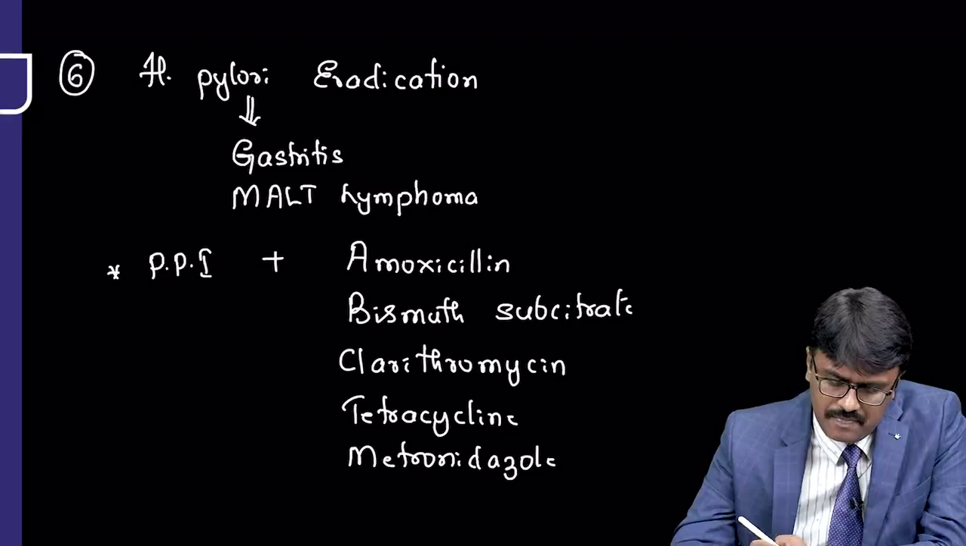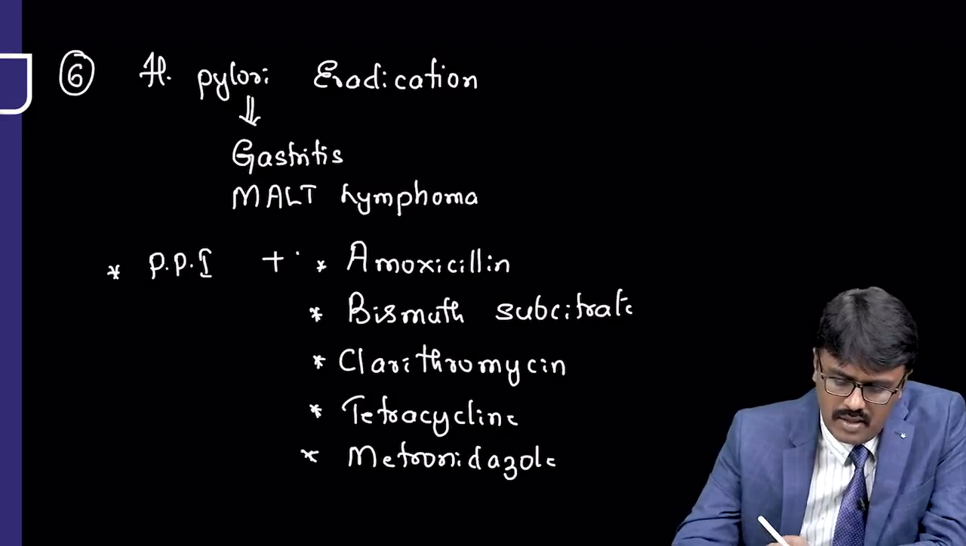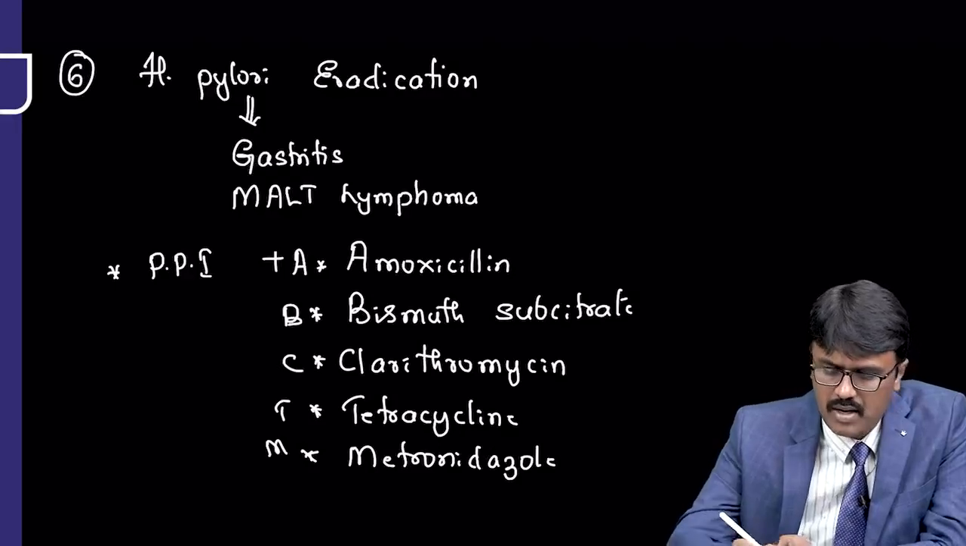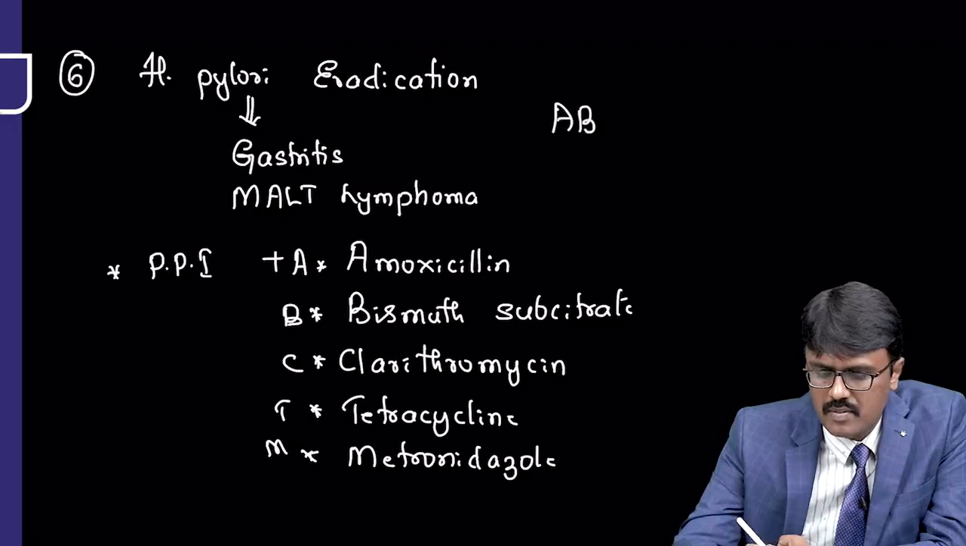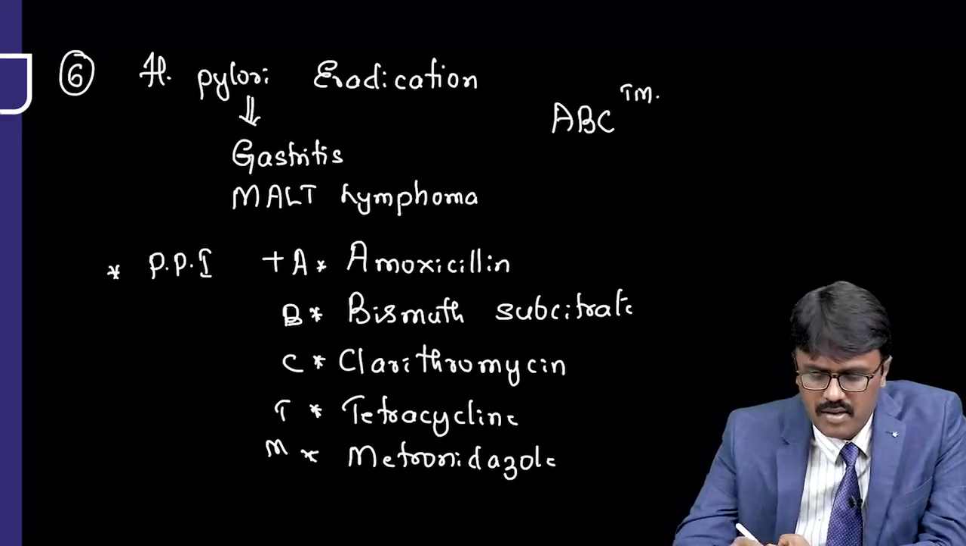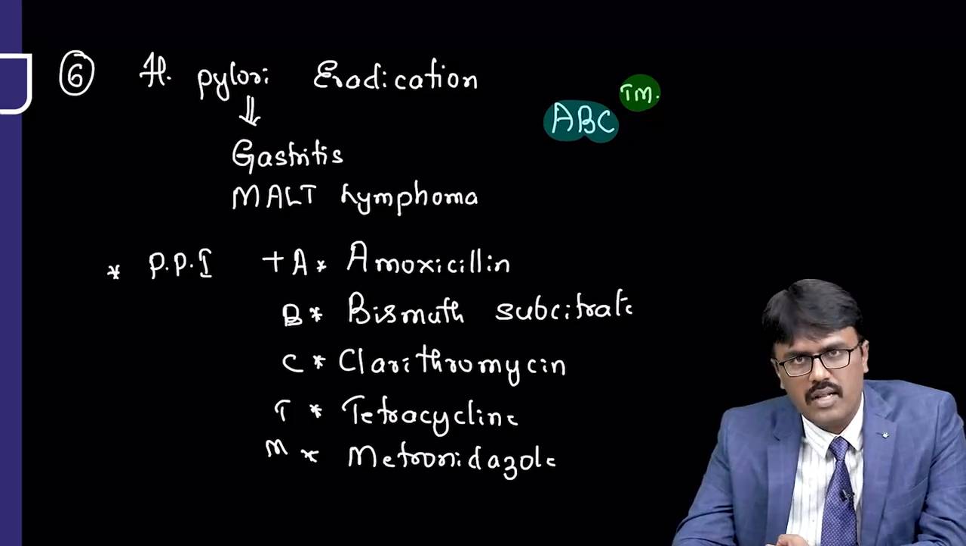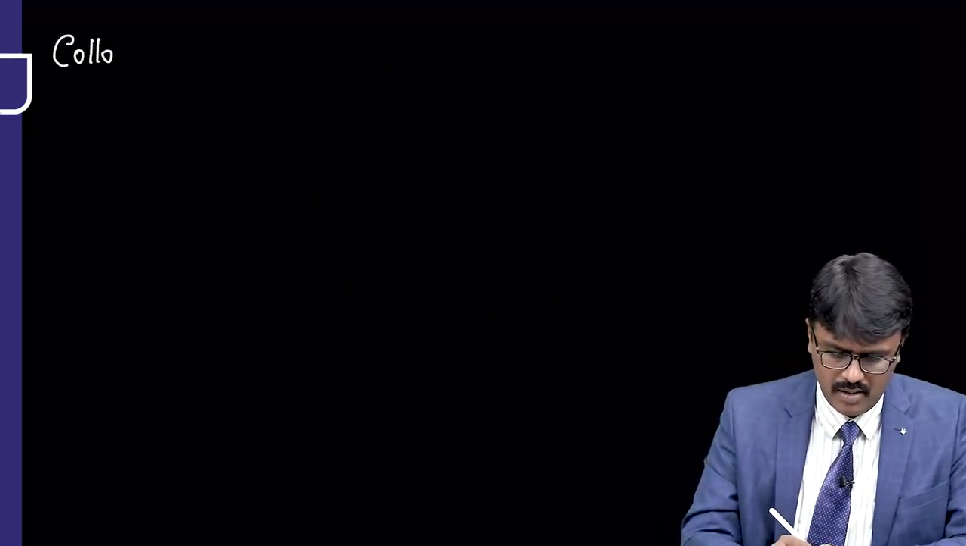Please remember, you have a mnemonic for this. I will give a mnemonic. The mnemonic is ABC and TM. So you remember like this. The drugs are ABC, TM for trademark. So if you remember, whatever other option they give in the exam, you can easily rule out that. ABC, TM.